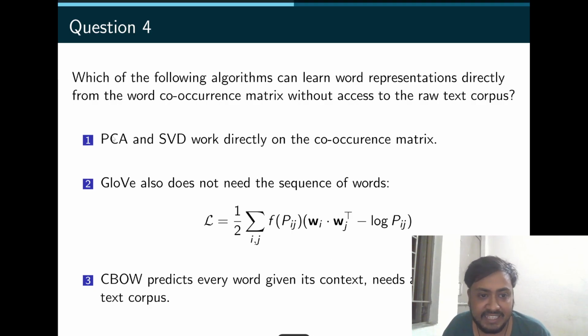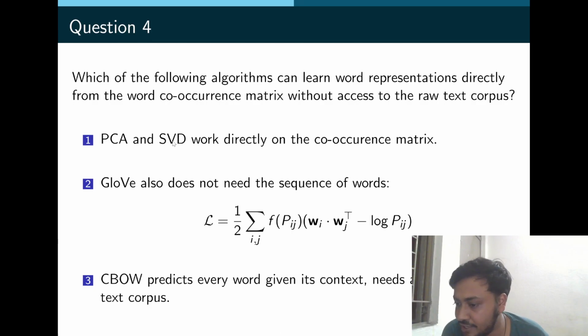PCA and SVD work by taking the co-occurrence matrix and using some mathematical processes to decompose that matrix in a way where we get embeddings for every word. So there is no learning or prediction involved in PCA and SVD. For CBOW and skipgram, we need prediction. How? Because we are trying to predict which word is coming in the context.